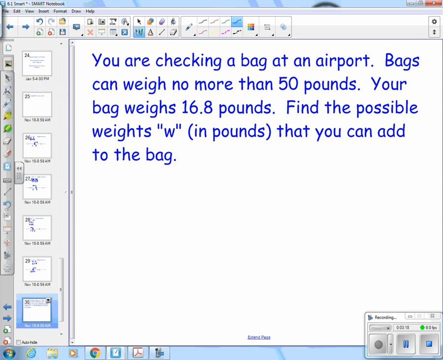You're checking a bag at an airport. Bags can weigh no more than 50 pounds. Your bag weighs 16.8 pounds. Find the possible weights, W in pounds, that you can add to the bag. I want you to write an inequality for this. So we have our bag that weighs 16.8 pounds, and we want to know how much can we add to it so that it is no more than, meaning it could be equal to, the 50 pounds that we are told. 16.8 plus W less than or equal to 50.